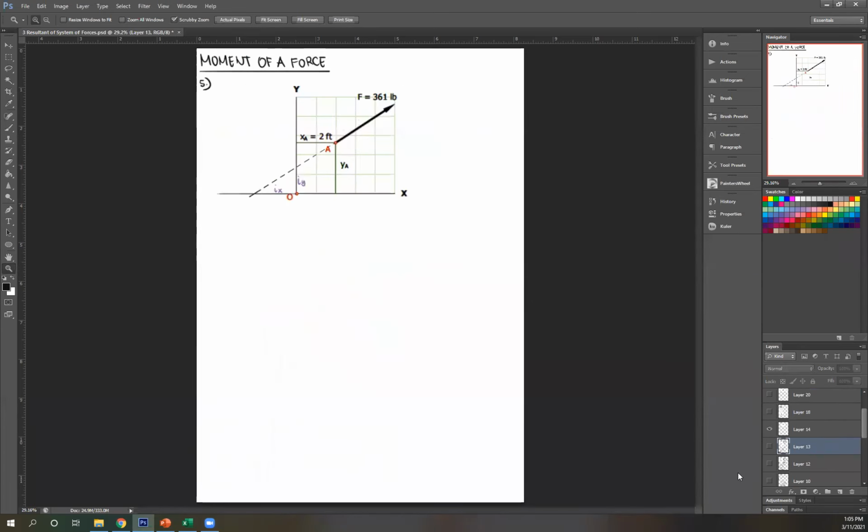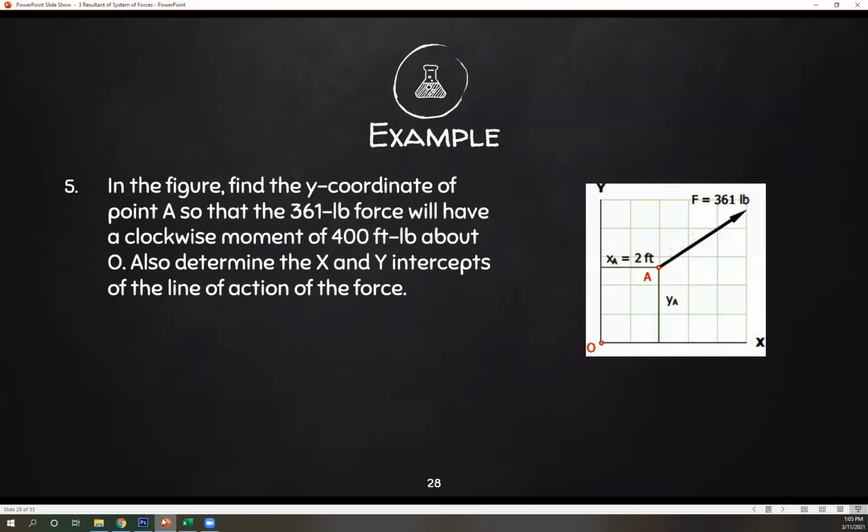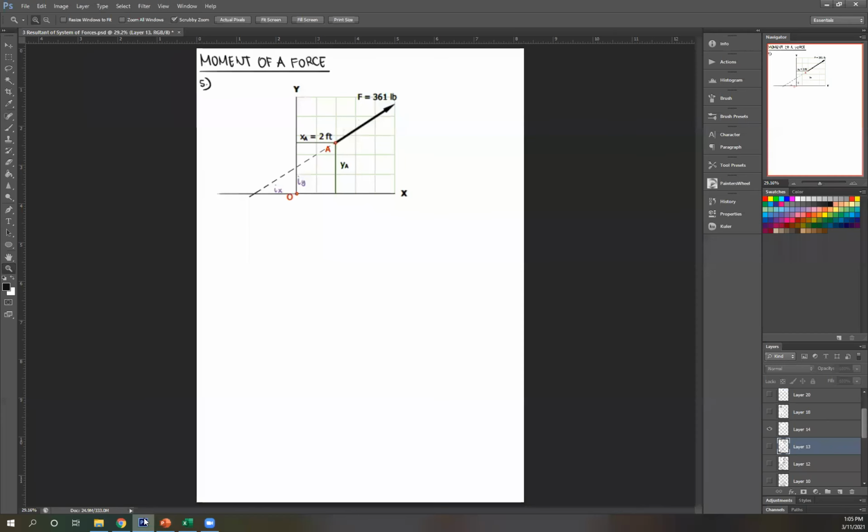Last question for moment of a force. Determine from the figure the y coordinate of point A so that the 361-pound force will have a clockwise moment of 400 foot-pound about O. Also determine the X and Y intercepts of the line of action of the force. So we're looking for YA and then your X and Y intercepts. So I've already drawn that out. Okay, extending this is your Ix and Iy, your X and Y intercepts.